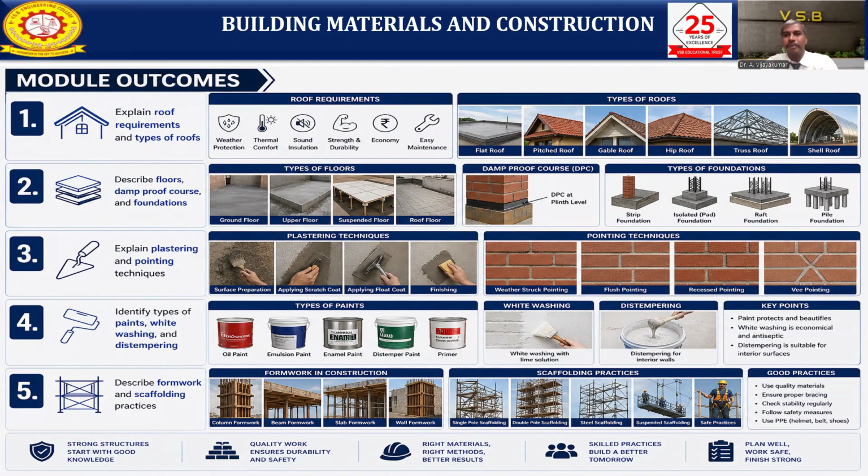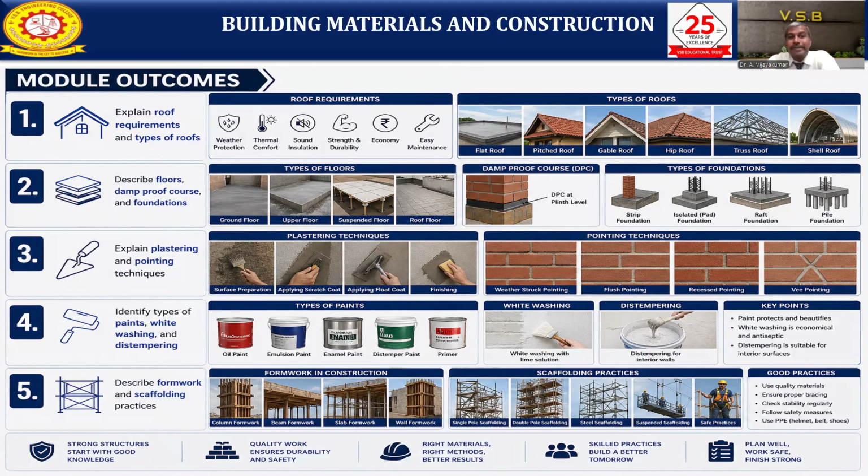Now you can explain the roof requirements and the types of roofs. Normally, a good roof means weather protection, thermal comfort, sound insulation, strength and durability, economy, and easy maintenance. These are the good requirements that we discussed, and you can explain the different types of roofs, maybe flat, pitched, gable, hip roof, truss roof, or shell roof. Now you can identify the different types of roofs.